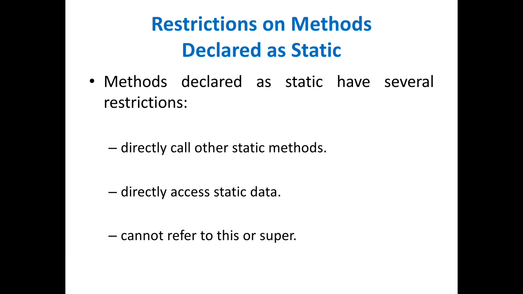Restrictions on methods declared as static. They can only directly call other static methods. They can directly access static data. They cannot refer to this or super in any way. If we want to do computation in order to initialize the static variables, we can declare a static block that gets executed exactly once when the class is first loaded.